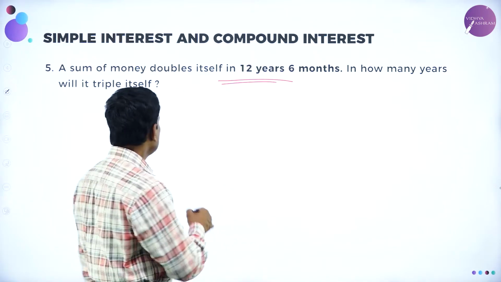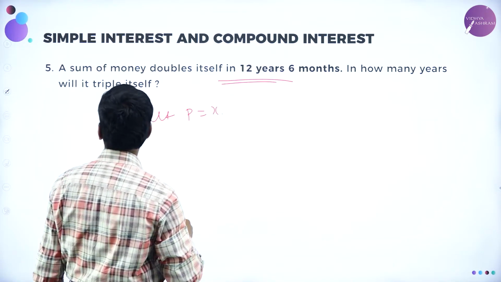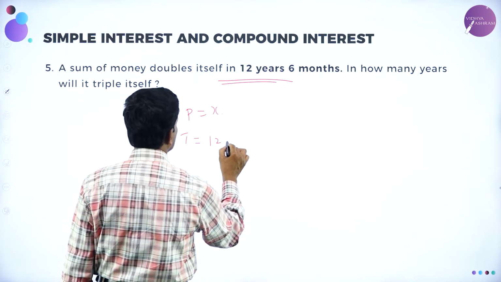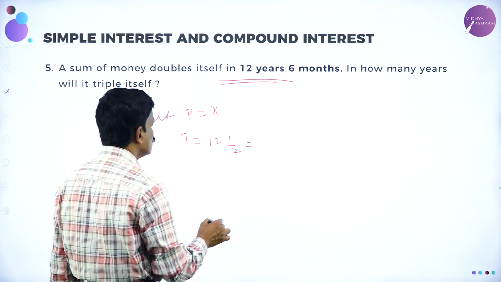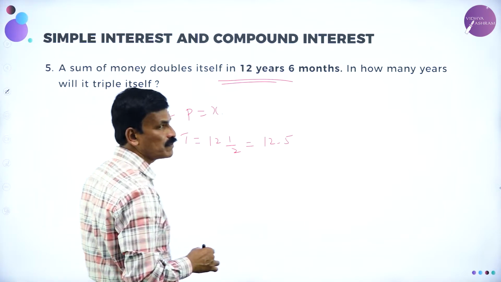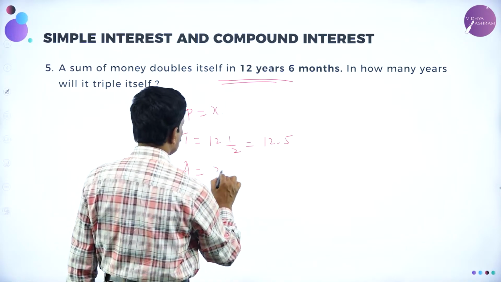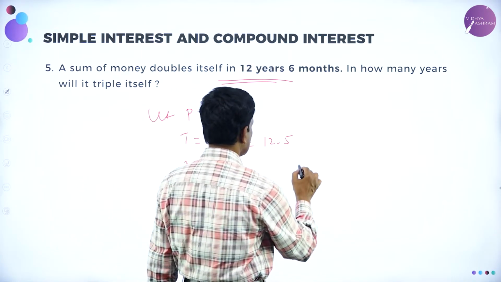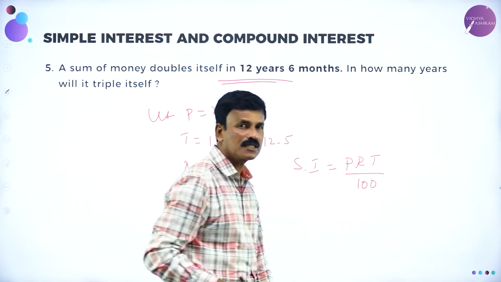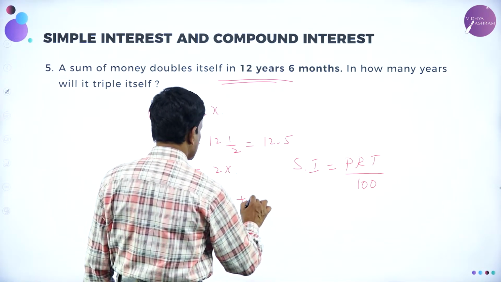Now, same, let us assume P is the principal. Let x be the principal, P is equal to x. A sum of money doubles in 12 years, 6 months, that is nothing but 12.5 years. In how many years will it become triple, right? Now, if x is the principal, then the amount is double, meaning 2 times x. Now just find out the simple interest. SI is equal to PRT over 100. Substitute it. Now, we know the relation: A is equal to simple interest plus principal.